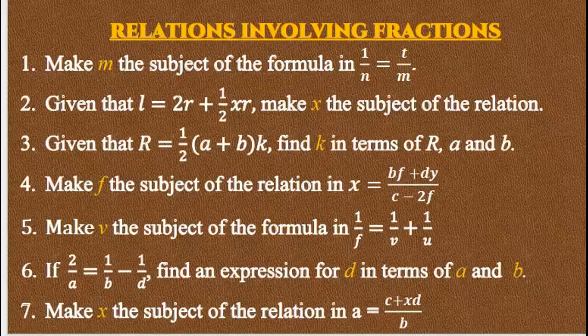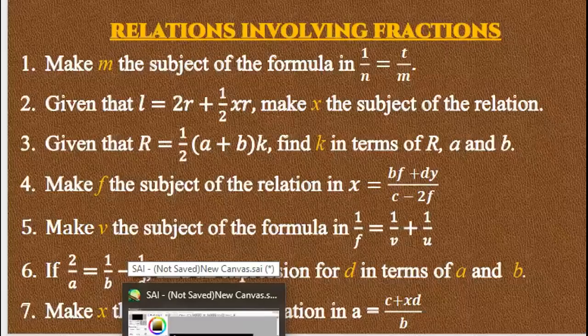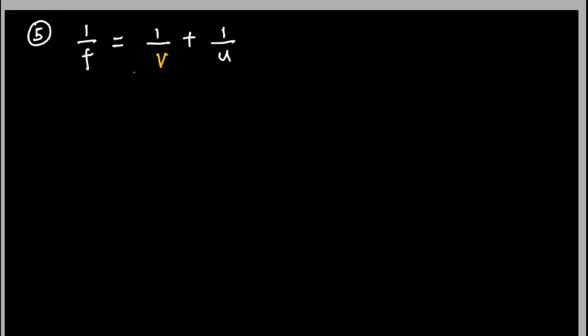Now let's look at question 5. We're asked to make V the subject of the formula in 1 over f equals 1 over v plus 1 over u. So to solve this, we are asked to make V the subject. And whenever you have a fraction, always clear the fraction. So that makes it quick to say cross multiply.